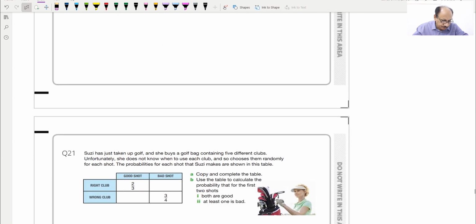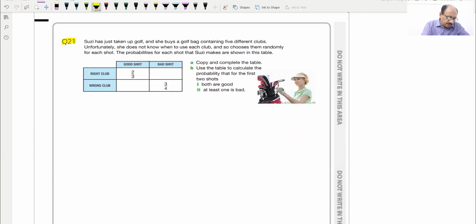Hopefully you understand this. Question number 21. Susie has just taken up golf and she buys a golf bag containing 5 different clubs. Unfortunately, she does not know when to use each club and so chooses them randomly for each shot. The probabilities for each shot that Susie makes are shown in the table: right club, wrong club, and good shot and bad shot.